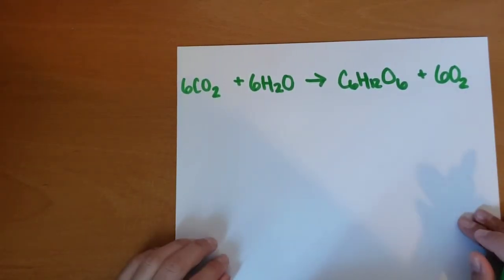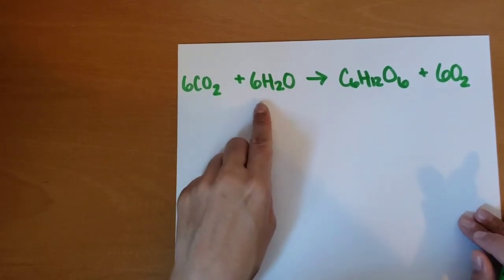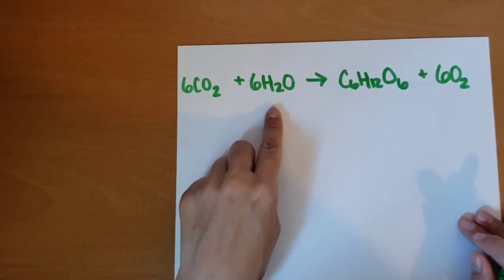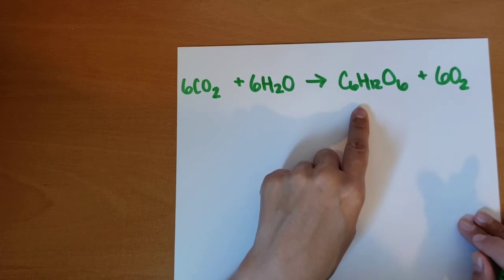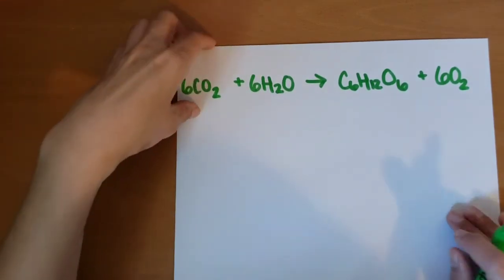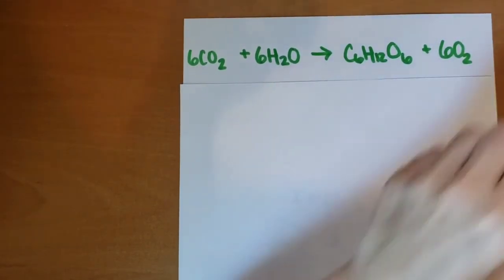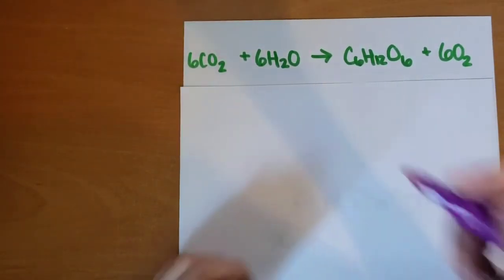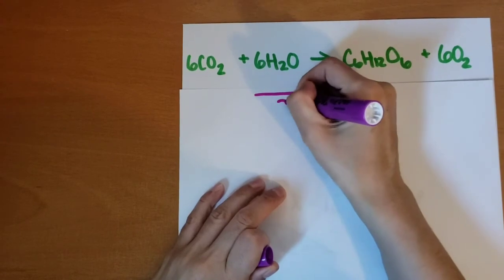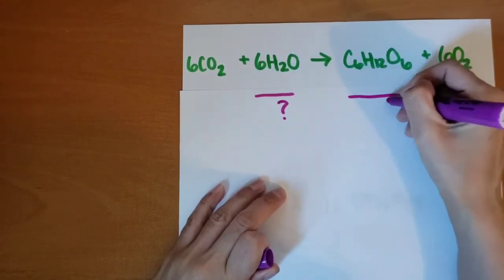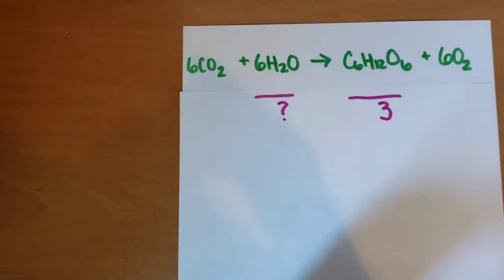From this balanced reaction, you can see that I require 6 moles of water in order to produce 1 mole of glucose. So in this reaction for photosynthesis, the question is, how much water is required to produce exactly 3 moles or units of glucose?